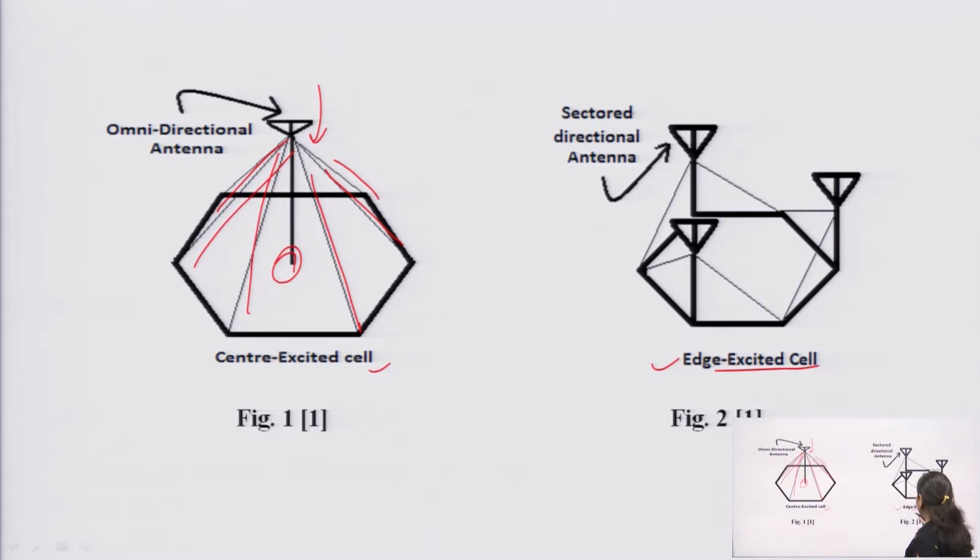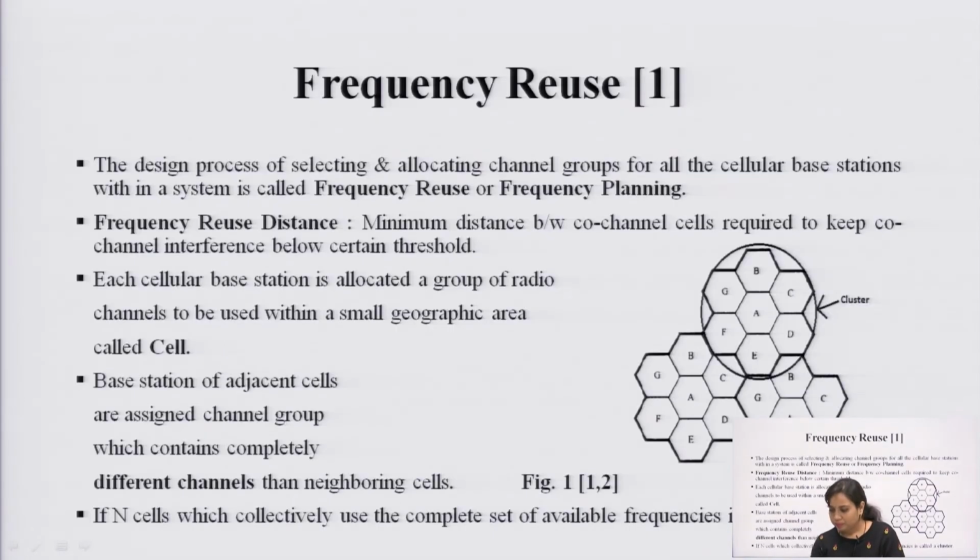In case of edge excited, you can see that at the edge it is not a continuous edge. At this edge, this one and this one, the antennas will be installed, and these are divided into sectored directional antennas. It will radiate in this direction, this will radiate in this direction, this will radiate in this direction. So, this is the edge excited cell.